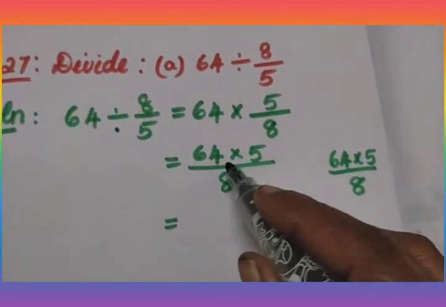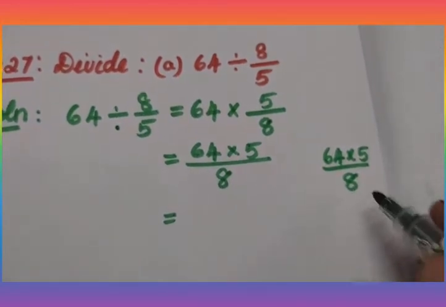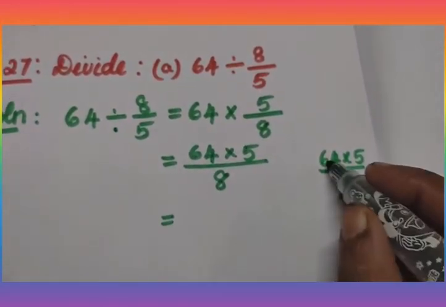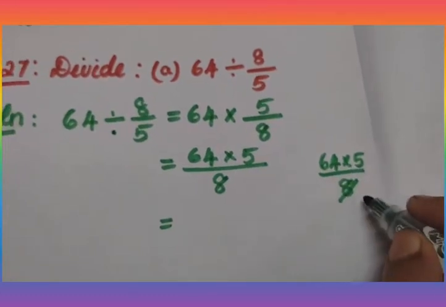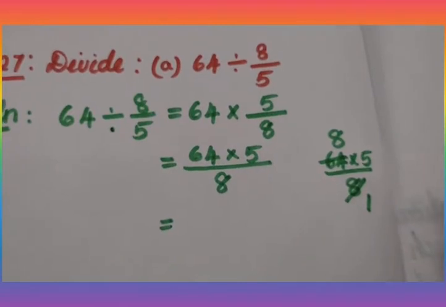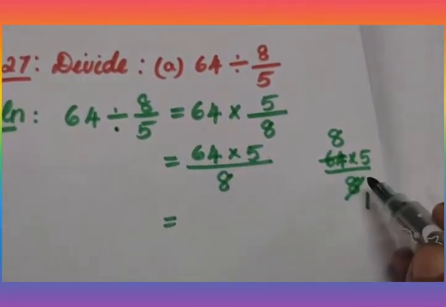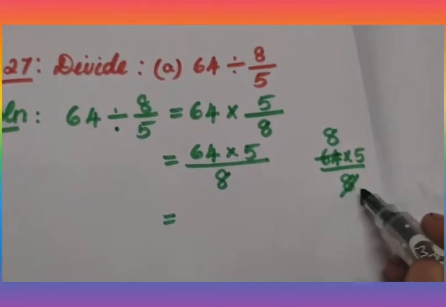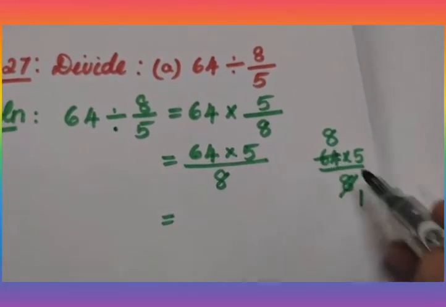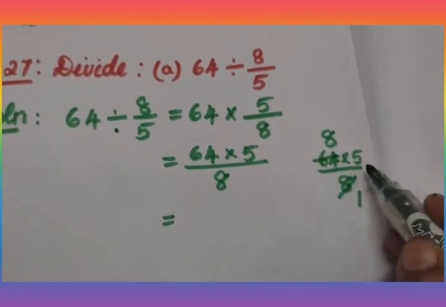See here, 64 into 5 in the numerator, divided by 8. Okay, see, 64 is in the 8th table, is it not? So 8 8s are 64. Okay, so before multiplying the numerator we can cancel easily. So 8 1 is 8, 8 8s are 64. See here, the denominator we got is 1, so we can't simplify further.